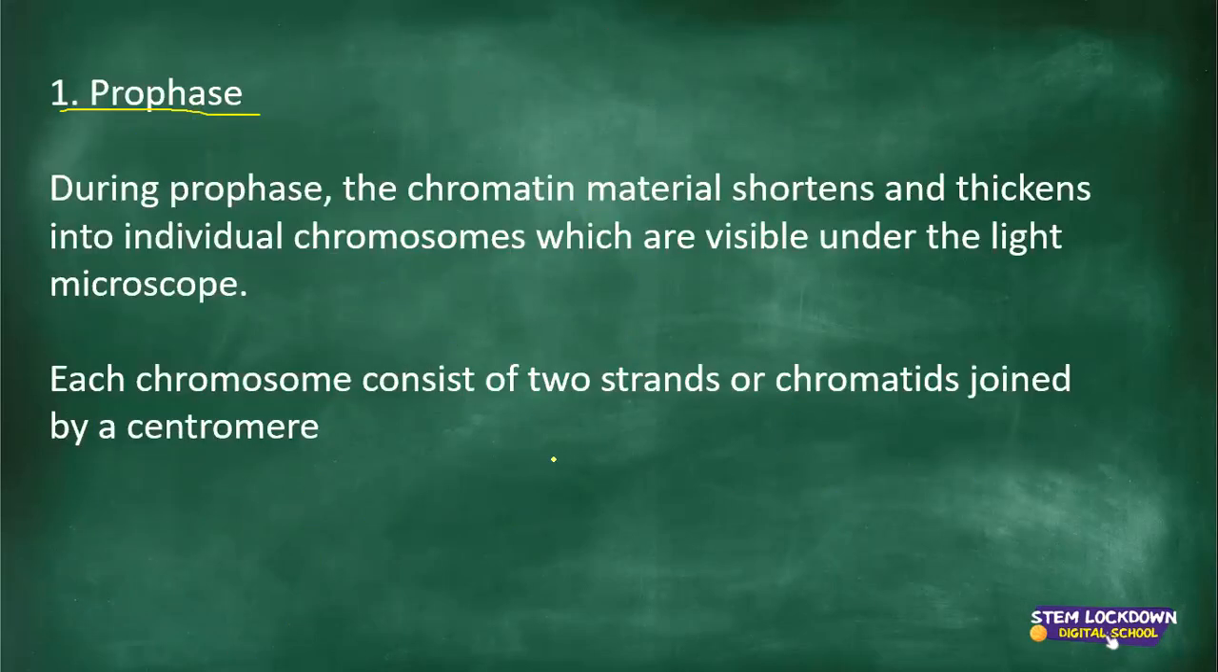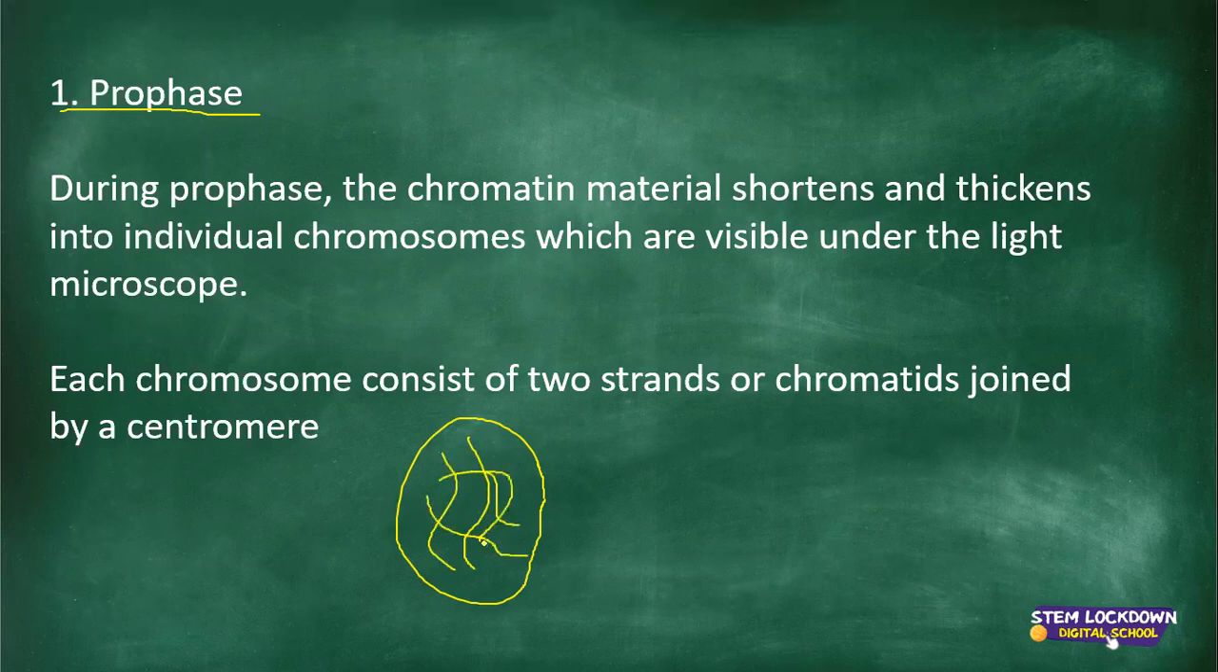I'll show you as we move along. Remember in the cell, when we did the cell last week, inside the nucleus, you have thin, long strands of DNA, which are called what? They were called chromatin. Those thin, long strands, you remember them, we did them last week.